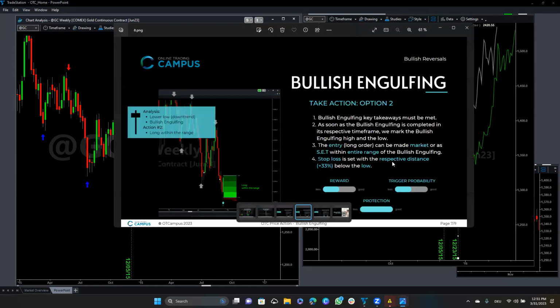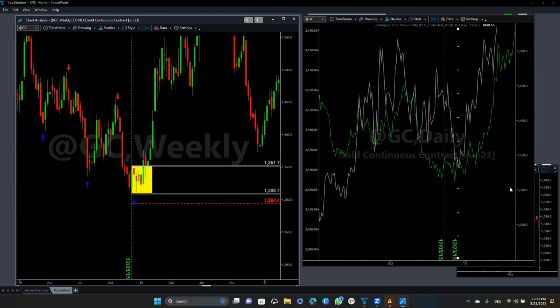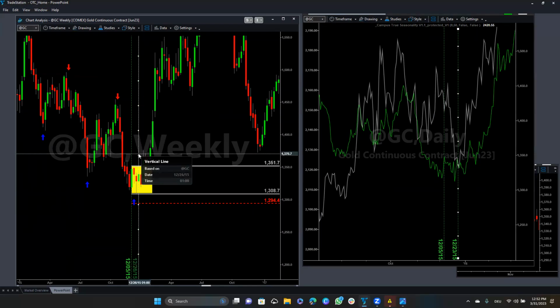Remember, also the same on the hammer candle. We want to enter the trade in the entire range between the high and the low. And here we can use the seasonality information, right? Means, okay, we got a bullish engulfing. That could be a nice bullish reversal, but the entry right now makes no sense with additional information from seasonality. Means here we have this buying point on the 23rd. We add around the 23rd.